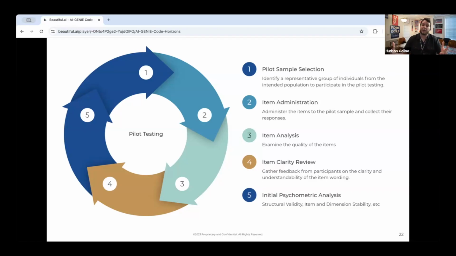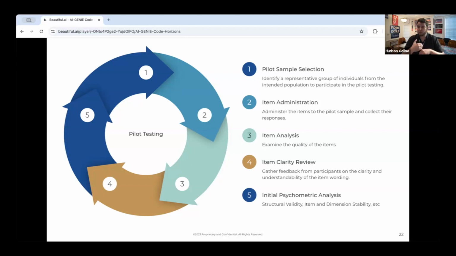So we identify a representative sample of individuals from the intended population to participate in the pilot testing. Ideally, most of the time, people just use a convenience sample. We administer the tests or the scales to pilot them and to collect their responses. We do some preliminary item analysis.